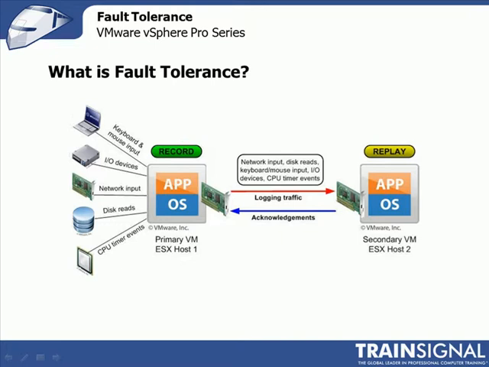Both VMs need to be perfectly in sync in case the secondary VM needs to take over for the primary. The secondary VM sends back acknowledgments via the FT logging network, which are necessary to ensure that the primary VM knows that everything is making it successfully to the secondary VM.